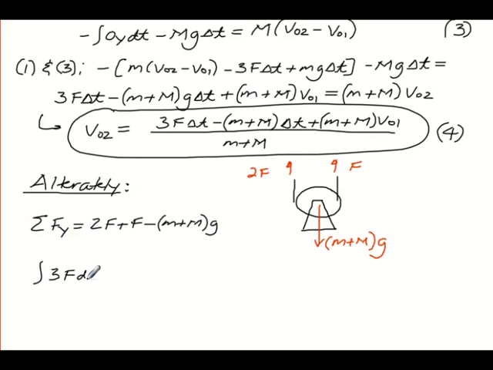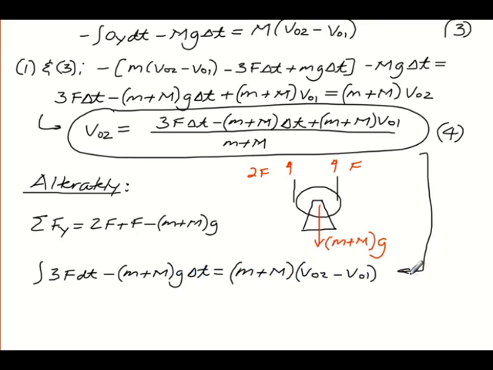So the integration of this, 3F dt minus M plus mg delta t is equal to M plus M of VO2 minus VO1. And I think that you can easily see that these two equations 4 and 5 are the same.